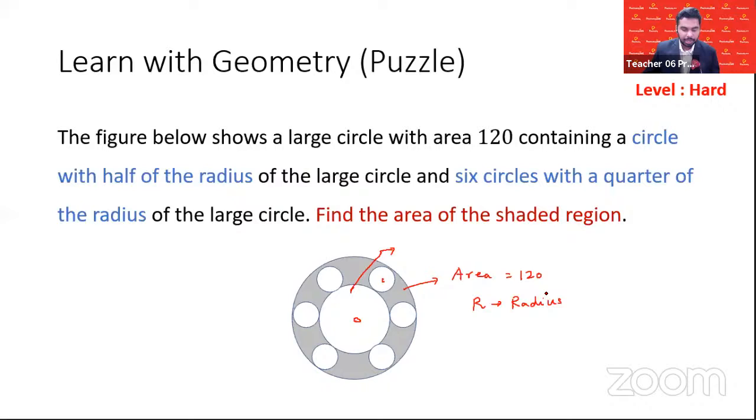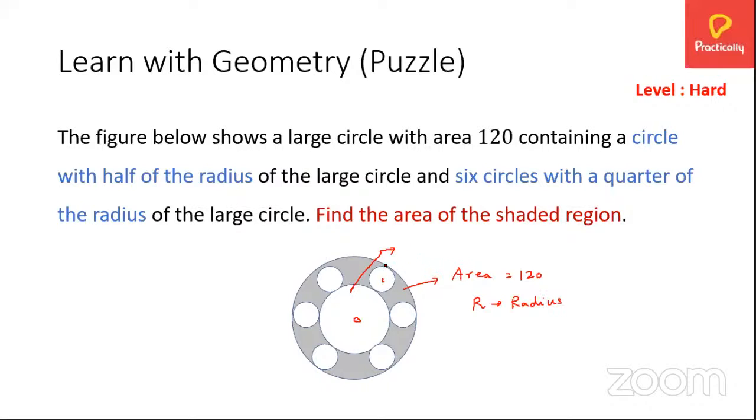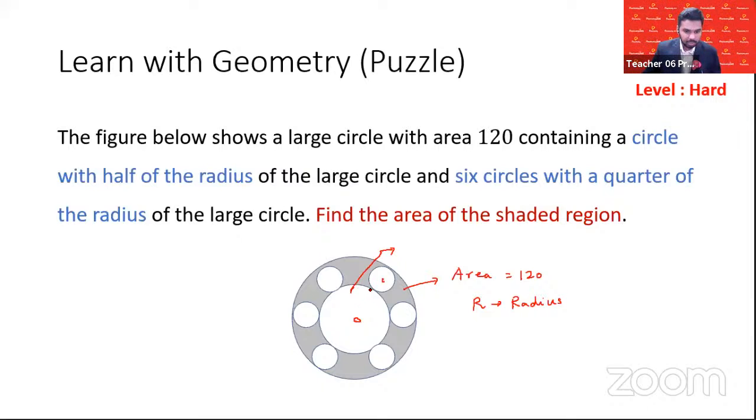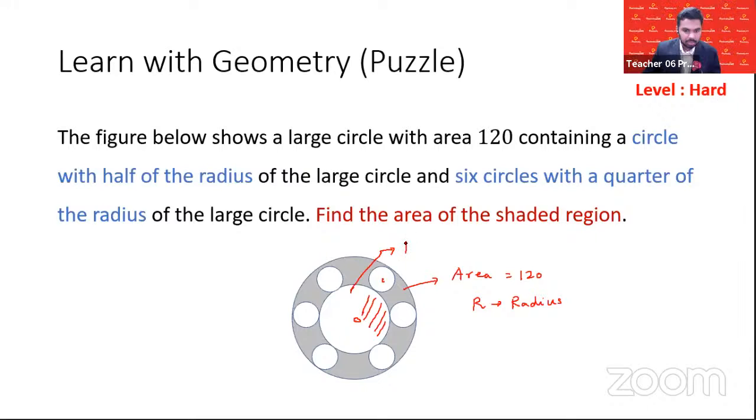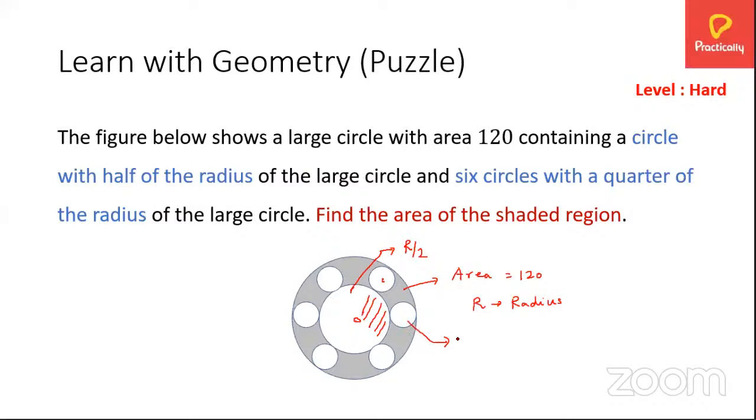Everyone is familiar with radius? Okay. So the radius of this middle circle that I am pointing here: this circle has radius r by 2. And the radius of the smaller circle is r by 4.